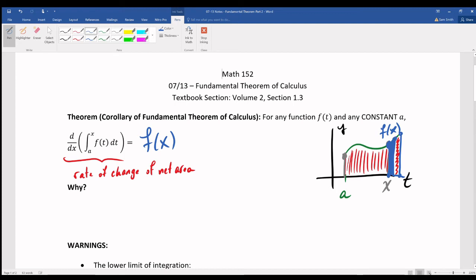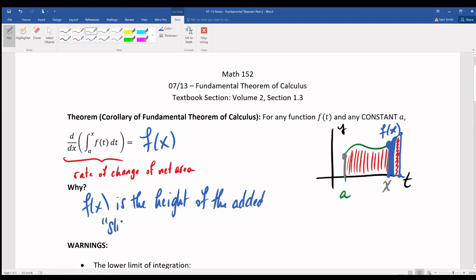And so f of x is the height of the added slice that gets picked up as we slide the right limit x a little bit to the right.